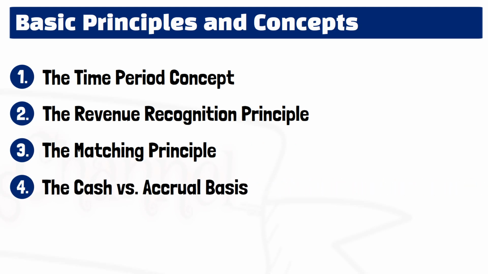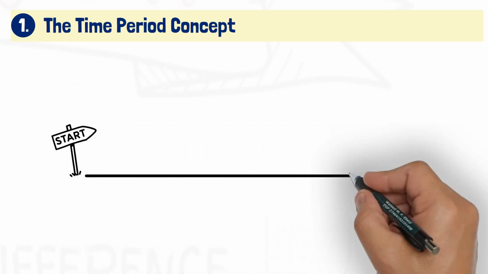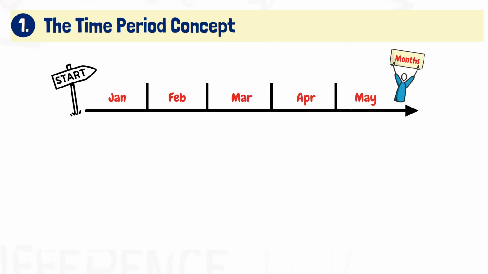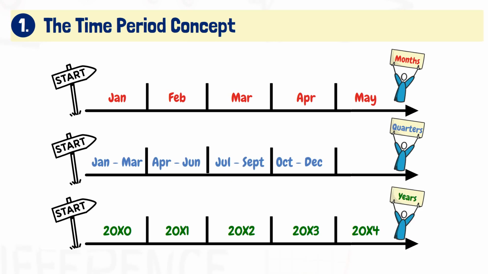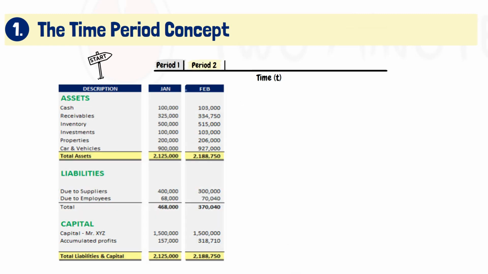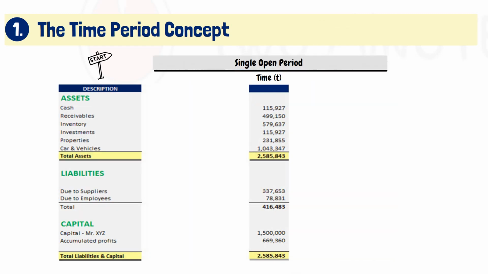important principles and concepts. The first principle is the time period concept. The time period concept is an accounting principle that requires businesses to divide their financial activities into specific time periods, typically months, quarters, and years. Financial information is more useful and meaningful when it is reported over specific periods of time rather than a single continuous stream of data without any milestones.